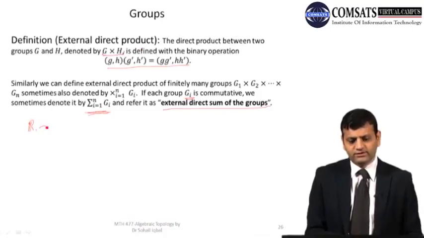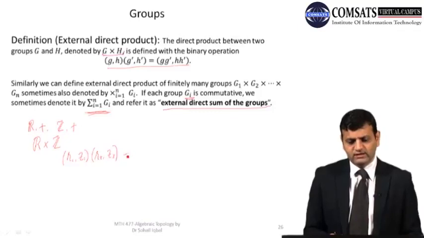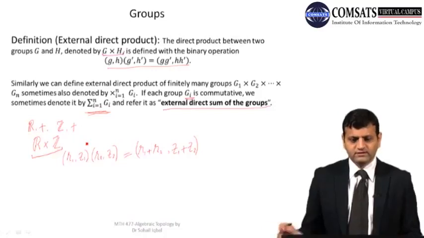Take the set of real numbers under addition and take the set of integers under addition, then consider their cross product R cross Z, and then we define (r1, z1) multiplied with (r2, z2) to be basically (r1 plus r2, z1 plus z2), because the binary operation of R is addition and the binary operation of Z is also addition. So that's how we define the binary operation on this cross product of R and Z.